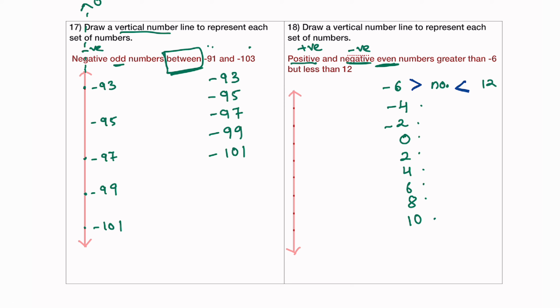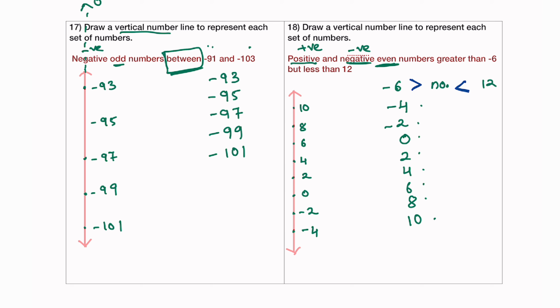8 numbers. Do I have enough markings? 1, 2, 3, 4, 5, 6, 7, and 8. I have enough markings. Now, where do we begin? Remember, 0 is in the middle here. The positives are on the top and negatives are at the bottom. So I start here: minus 4, minus 2, 0, 2, 4, 6, 8, and 10. So this is how I plot positives and negatives on a vertical number line.